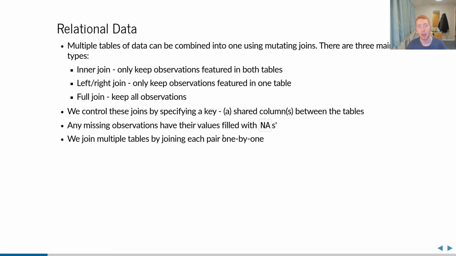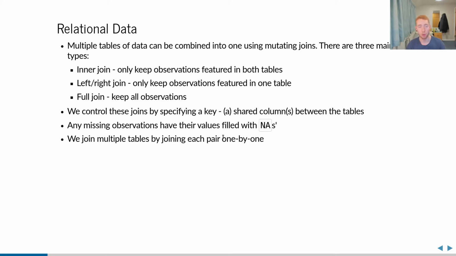So we also touched on relational data. Relational data is quite a big concept, and we just touched on a small part of it, which was mutating joins. We missed out on filtering joins and set operations. You can have a look in the book R for Data Science to learn more about that.